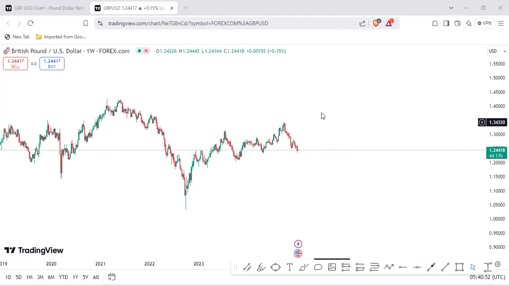Let's say I'm a swing trader. Before I do anything, once I open my chart, I want to check where the overall trend is heading. Are we in an uptrend? Are we in a downtrend? Are we in a ranging market? As a swing trader, to do that, all I have to do is head over to my monthly.